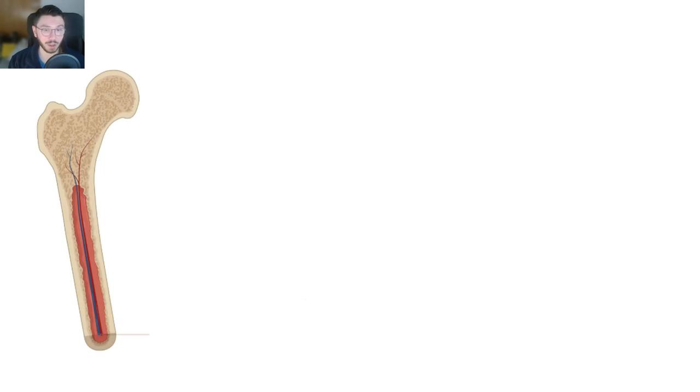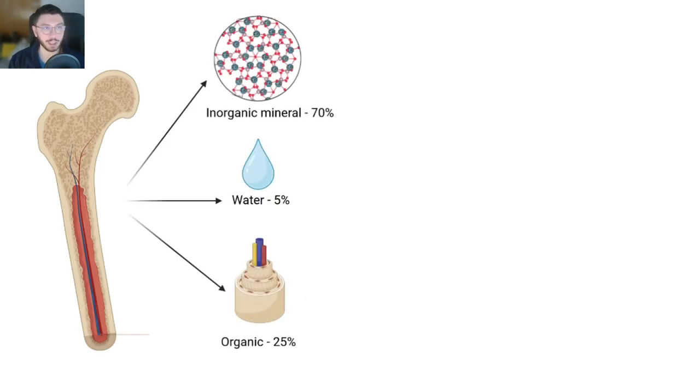So first, let's talk about what the bones are themselves. They have a unique extracellular matrix, and 70% of this component is an inorganic mineral known as hydroxyapatite. This is where all the calcium gets stored within our body. Most of the body's calcium is in bones, and what you see in blood tests is just free calcium, maybe less than 1% of all circulating calcium.